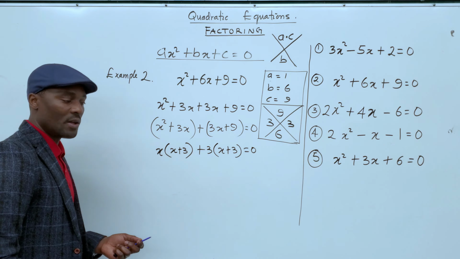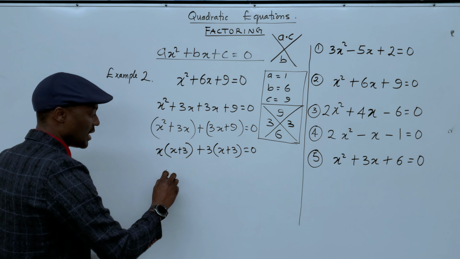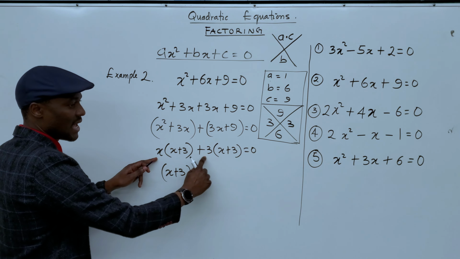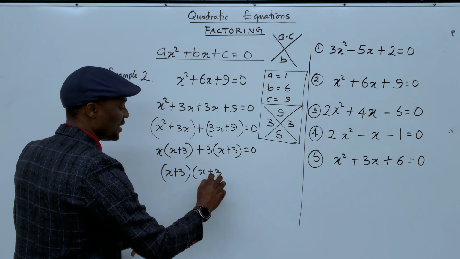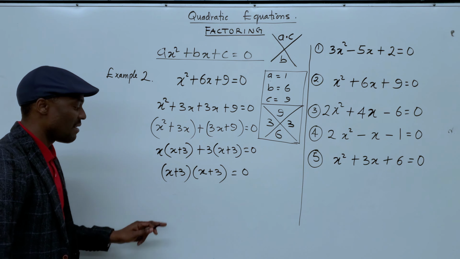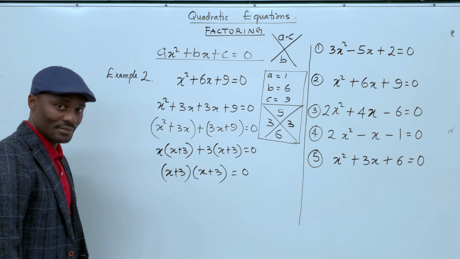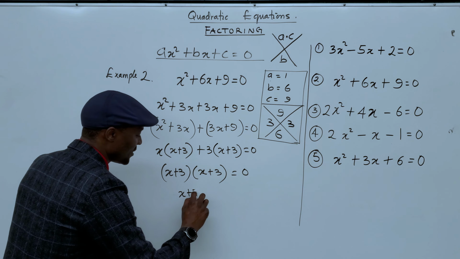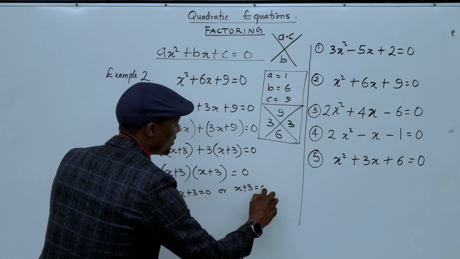Just like we did in the other one, these two must always be the same. So you take one of them out. That's x plus 3. And the two that are hanging outside the door, bring the guys in. That would be x plus 3. So at this point, it looks like we have x plus 3 and x plus 3. That happens. So you say x plus 3 equals 0 or x plus 3 equals 0.